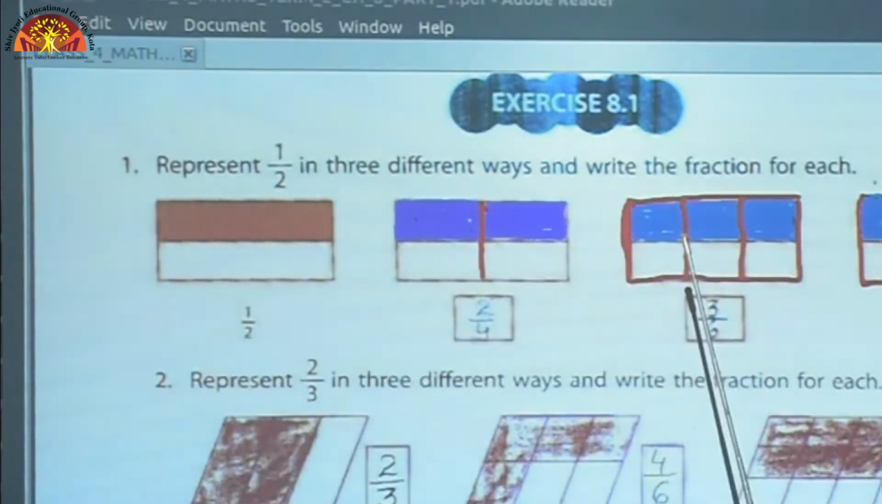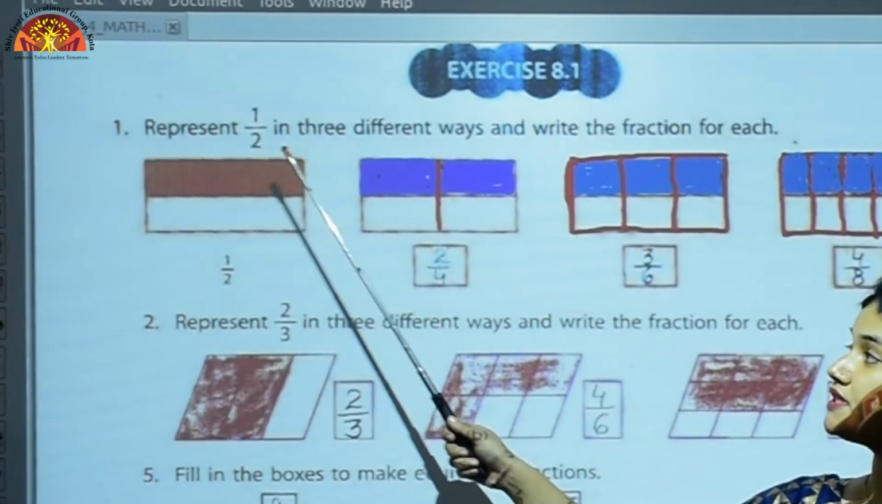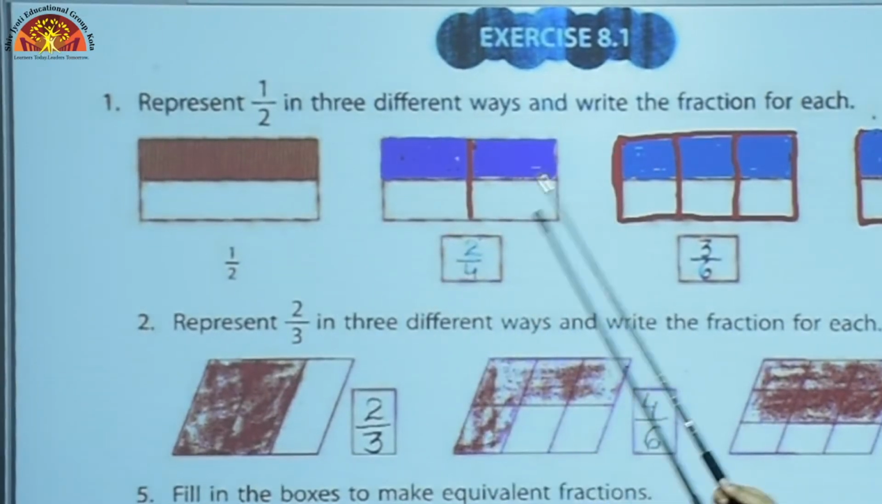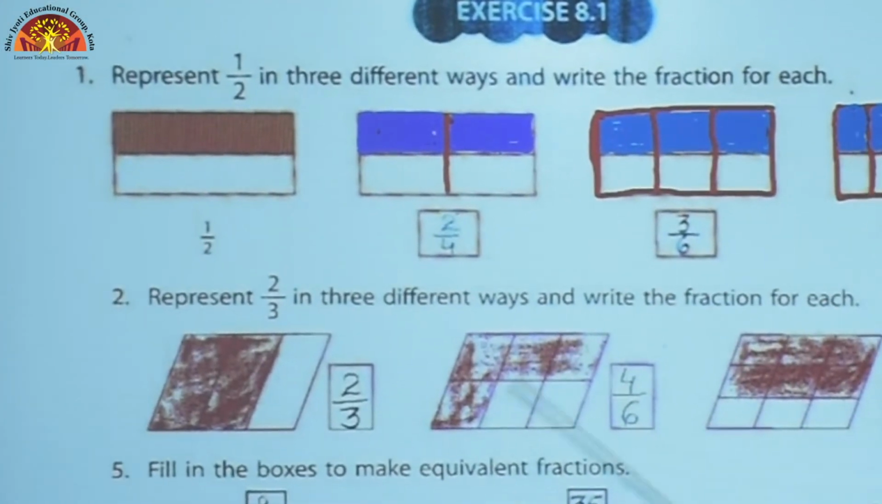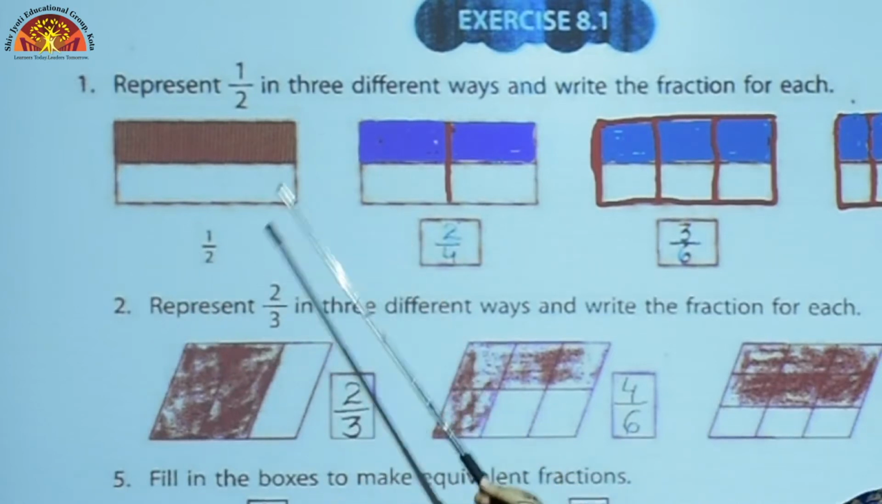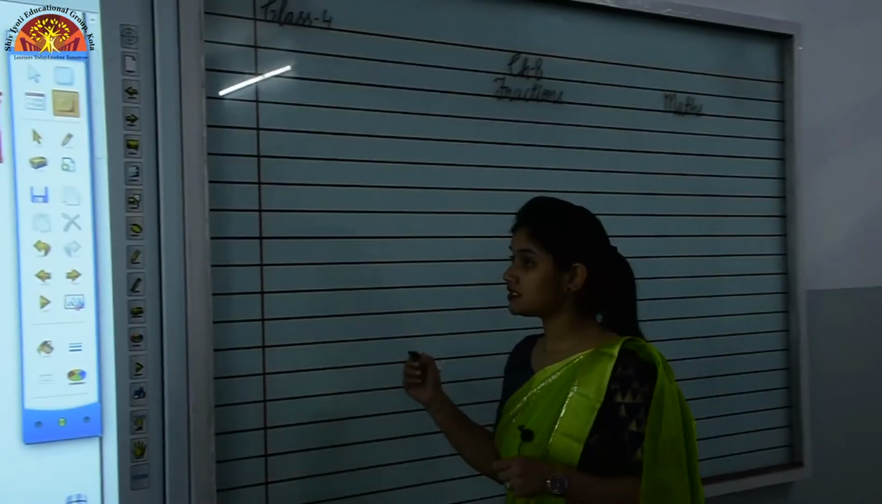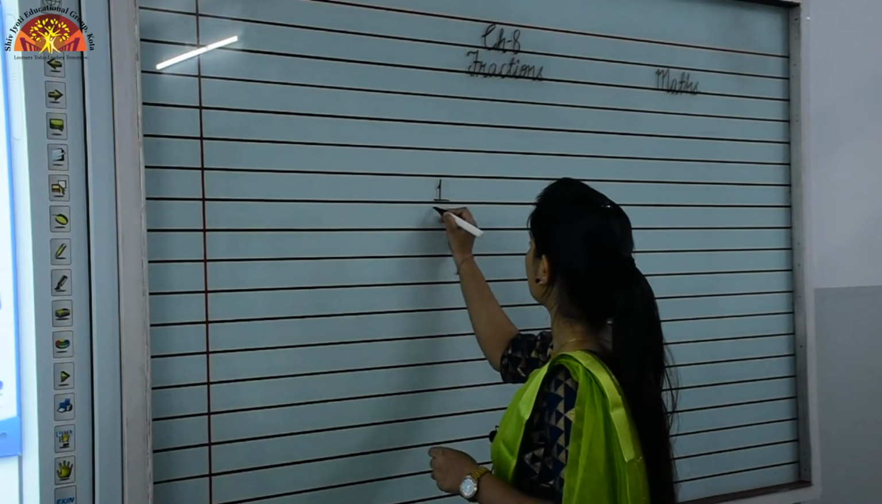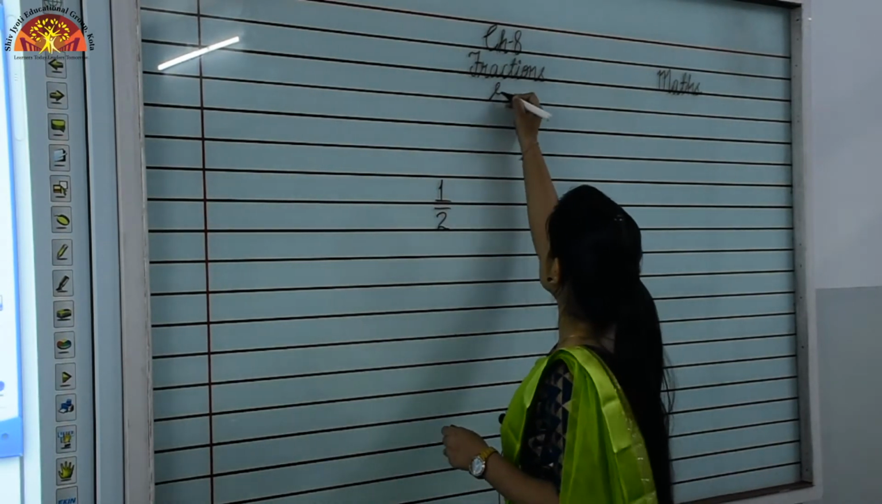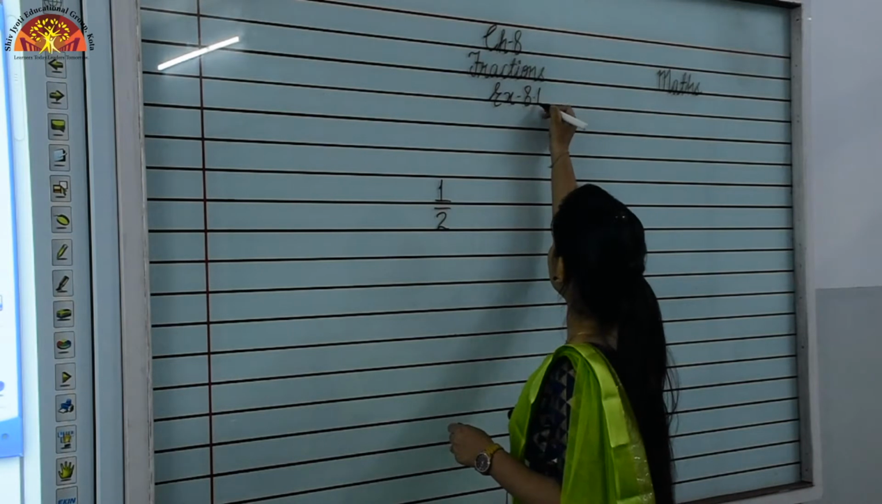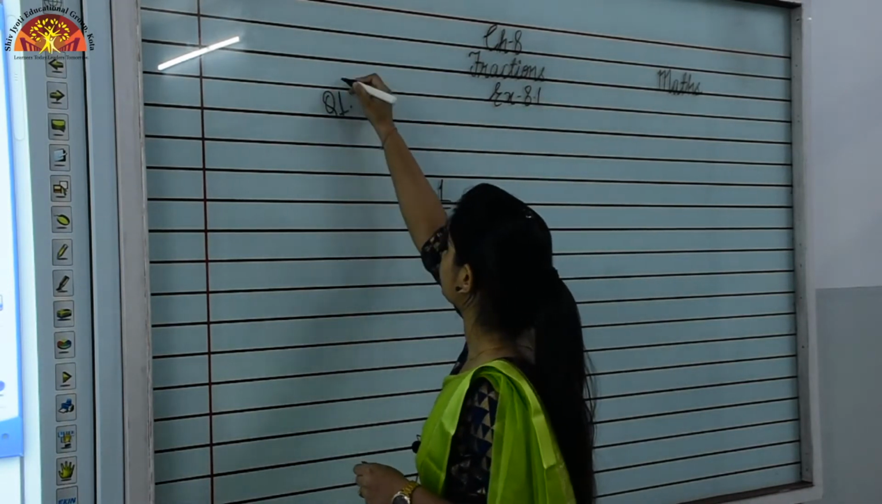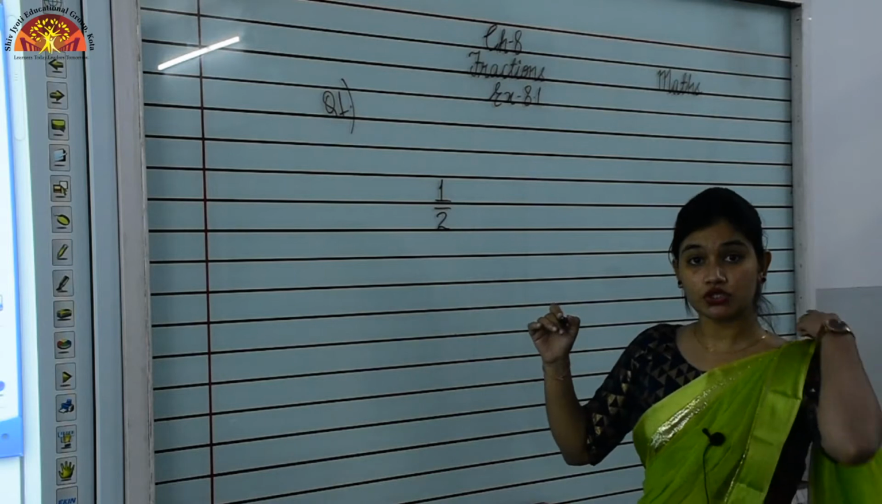So exercise 8.1 question number 1 is: represent 1 upon 2 in 3 different ways and write the fraction for each. You can see this is a fraction 1 upon 2. Now we have to write this fraction in 3 different ways. So how can we write a fraction in 3 different ways? Just look here, the fraction is 1 upon 2. This is exercise 8.1, and we are doing question 1. So the fraction is 1 upon 2, right?